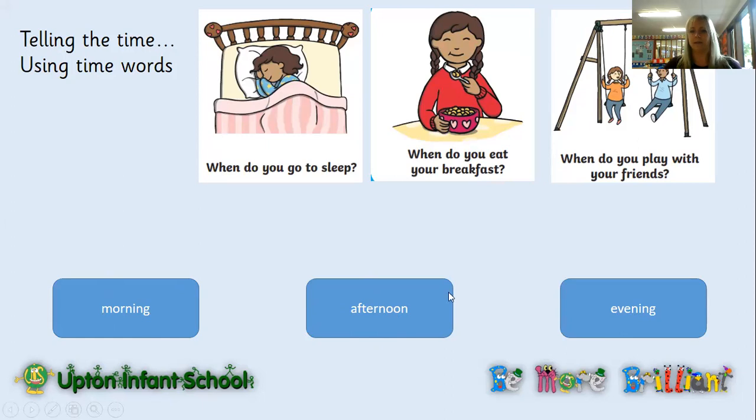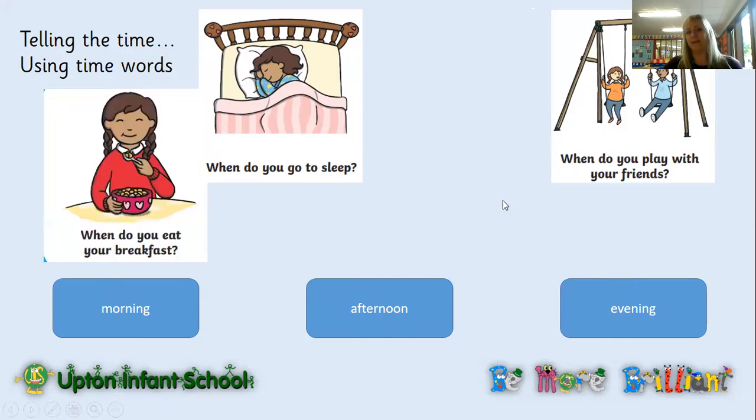Now these 3 words are time words that we can use lots during the day at any time when we're using the language of time. So let's have a look. What do we do in the morning? Is that when we go to sleep? Is that when we eat our breakfast? Or is it when we play with our friends? It is, of course, when we eat our breakfast.